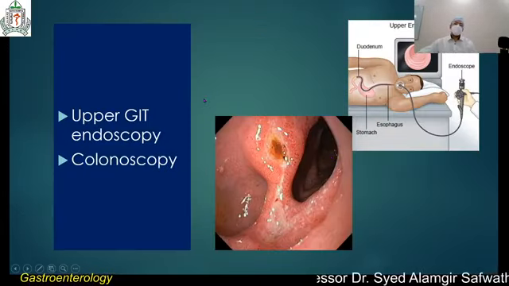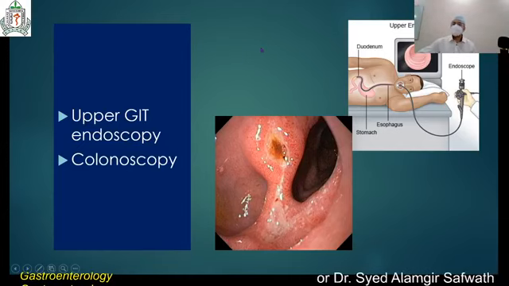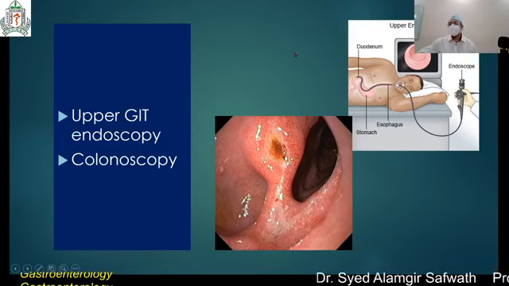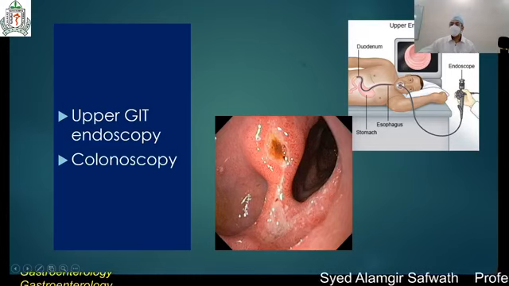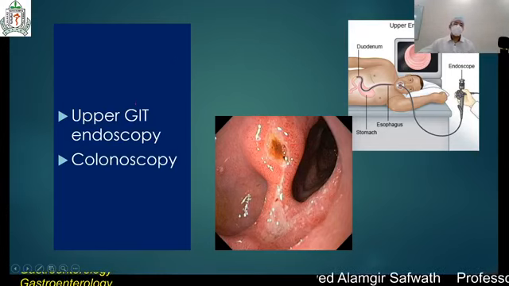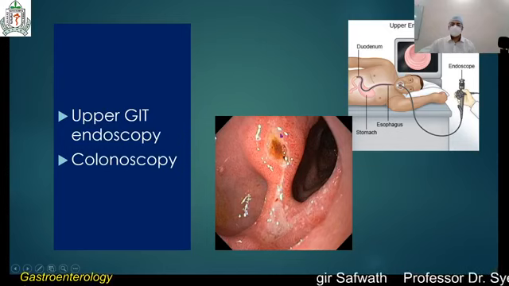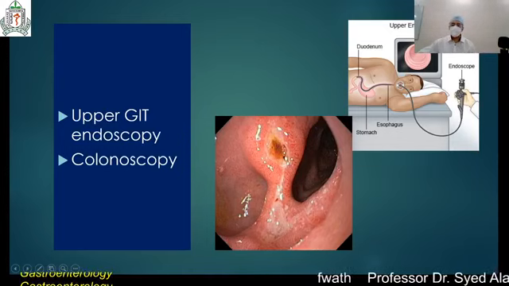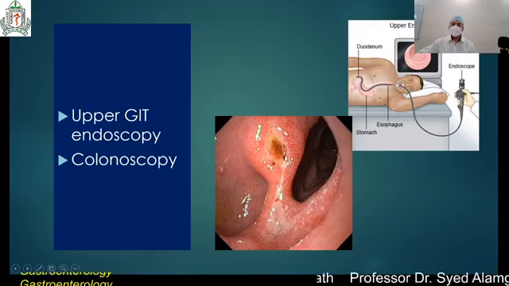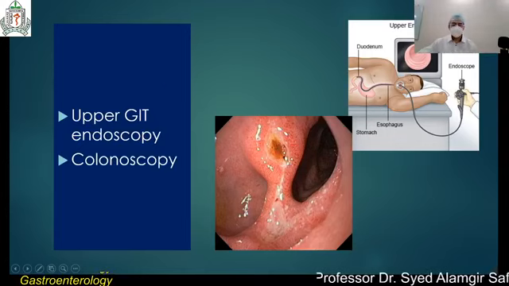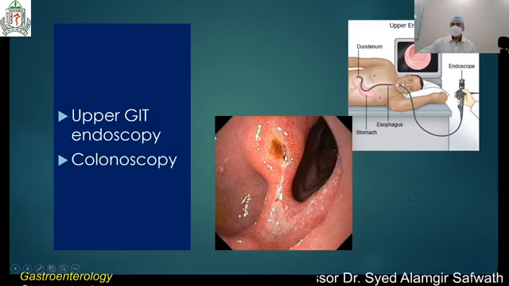Then if you suspect that the disease is lying within the GI tract, within the esophagus, stomach, or intestine, then we plan for upper GI endoscopy or colonoscopy. So this is the picture showing an ulcer diagnosed during upper GI endoscopy at the antrum. This is the pyloric orifice. Just proximal to the pyloric orifice, there is a longitudinal linear ulcer. It is diagnosed with the help of endoscopy. So endoscopy and colonoscopy are two other modalities of test to reach a diagnosis of abdominal pain.